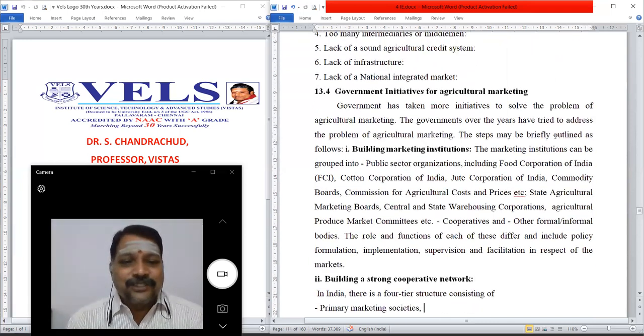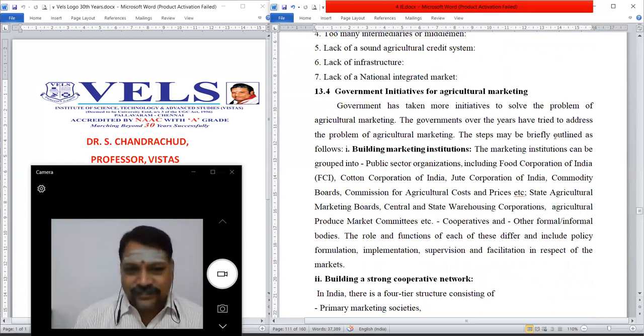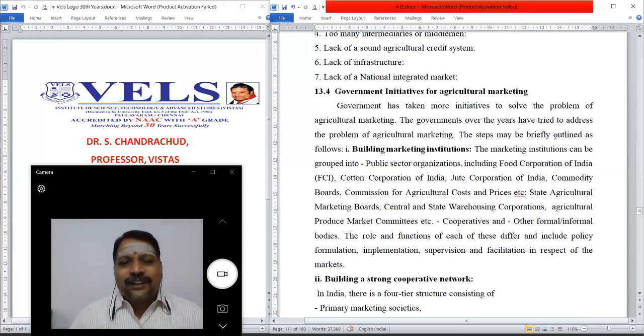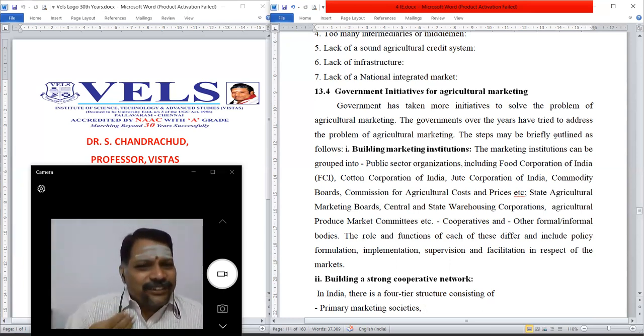The marketing institutions can be grouped into public sector organizations, which include the Food Corporation of India (FCI), the Cotton Corporation of India, and the Jute Corporation of India. These are some of the agriculture marketing institutions which may help to deliver goods from the rural area to the urban area. But these three are public sector, so the farmers are not able to complete the formalities.